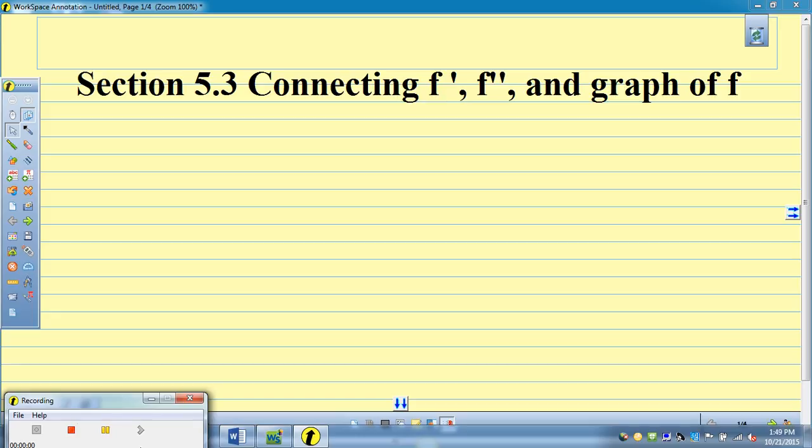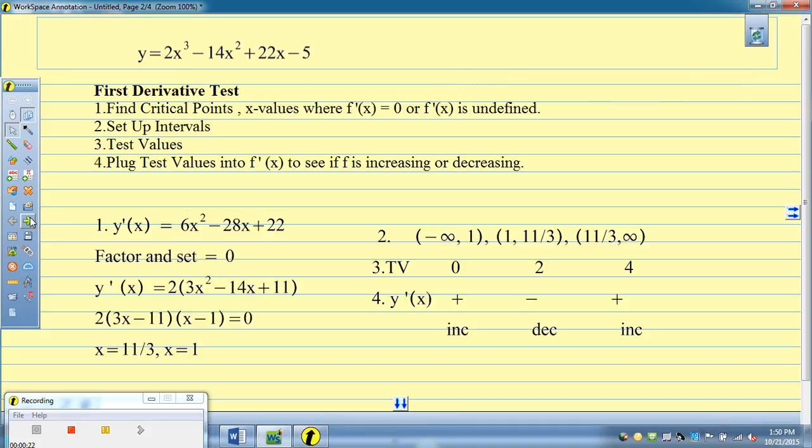Section 5.3, we are working on connecting f prime, f double prime, and the graph of f. We've already done a good bit of work with this earlier in the semester, so we are going to build on that, and we will start with reviewing the first derivative test, which we did in Section 5.2. The first derivative test is used to find maxes and mins and to find intervals of increasing and decreasing. So the summary of the first derivative test is here.